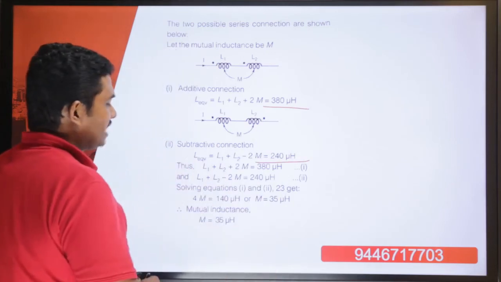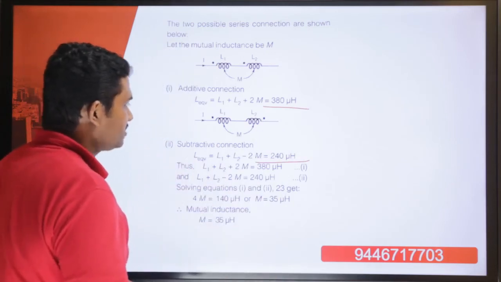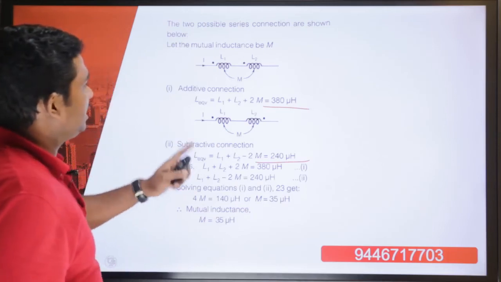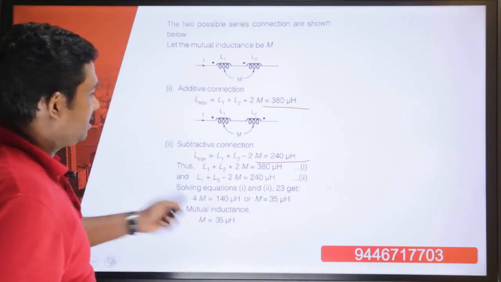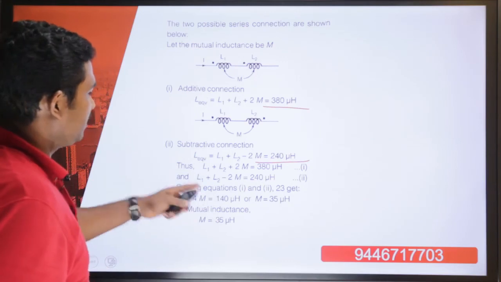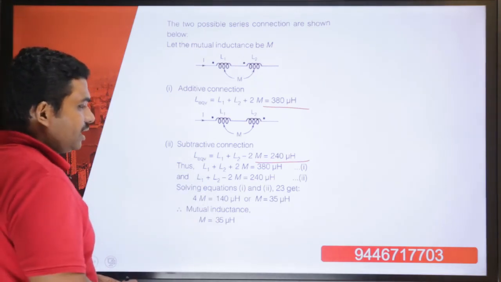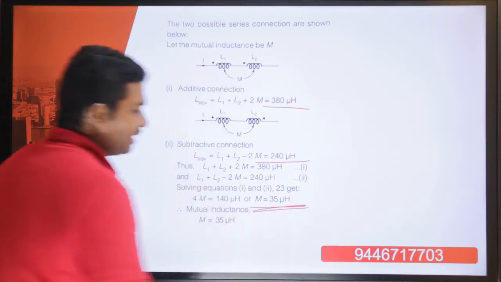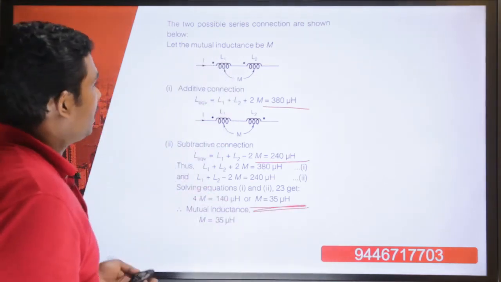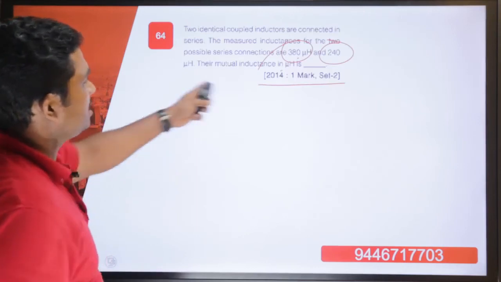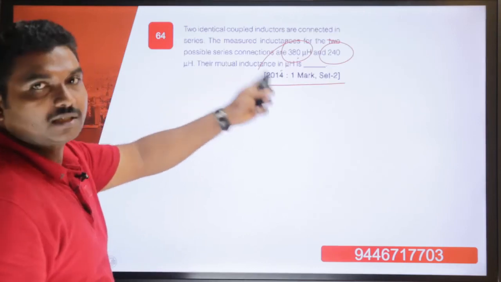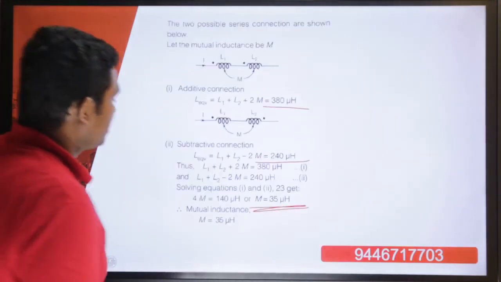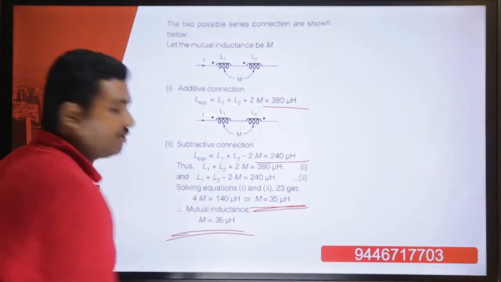L1 and L2 are given as identical inductors, so we can put L1 and L2 equal to L, and then you will have to solve the equations. Then you will get the value of M. The value of M is obtained to be 35 microhenry. Once you have the value of M, what is asked is the mutual inductance in microhenry. So what is our answer? Our answer is 35 microhenry.